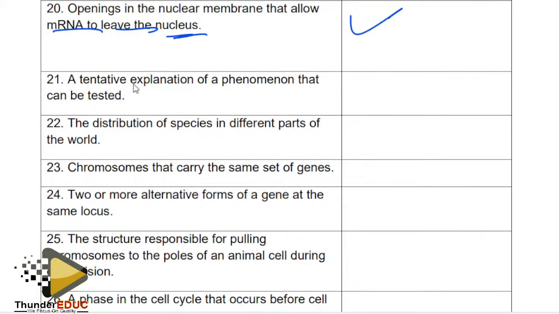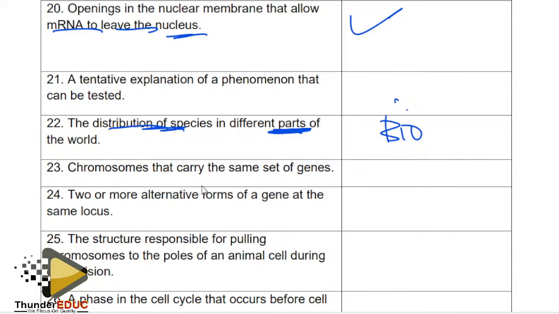They're saying a tentative explanation of a phenomenon that can be tested. You see now, it's tentative. So it becomes a what? A hypothesis. Distribution of species in different parts of the world. Different parts of the world is geography, but distribution of species must be linked to bio. So it becomes biogeography.